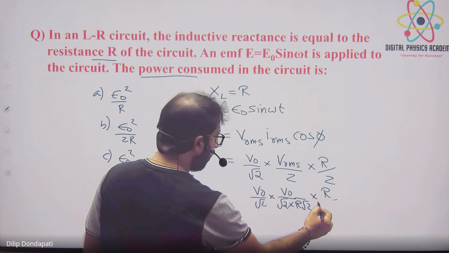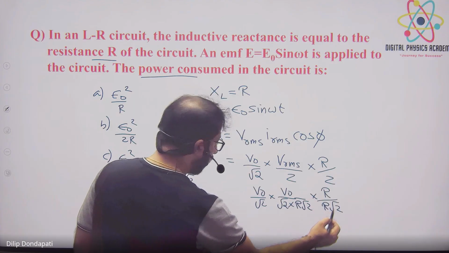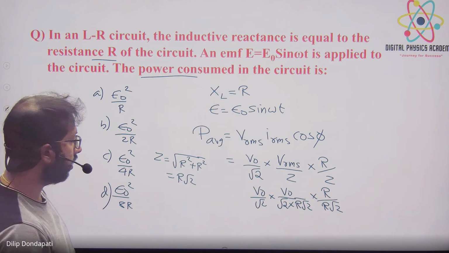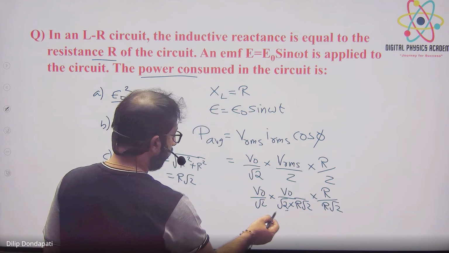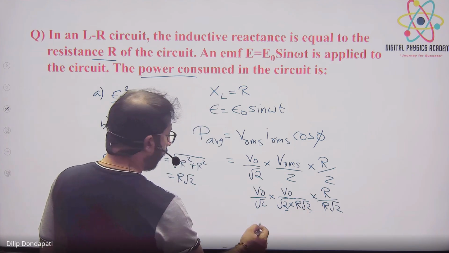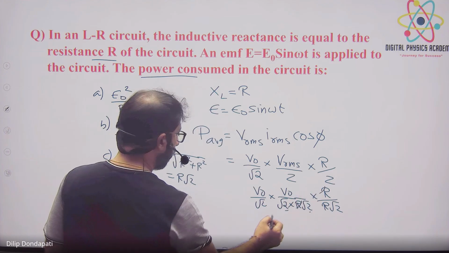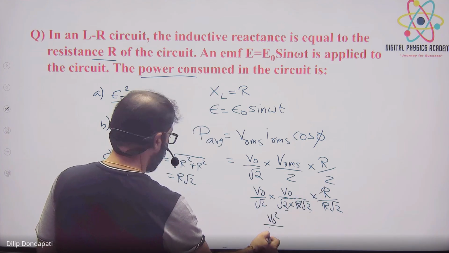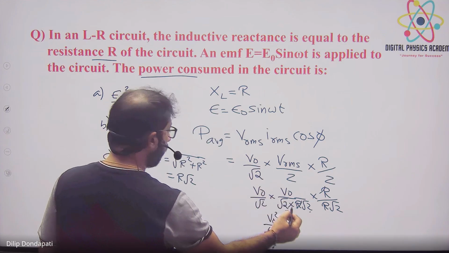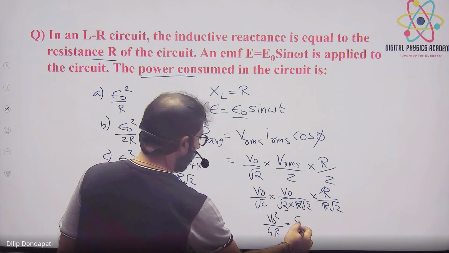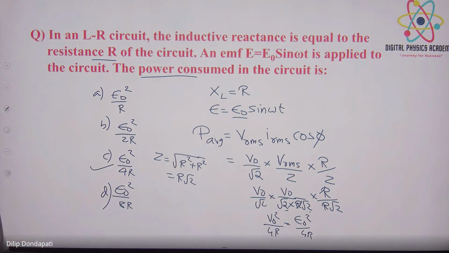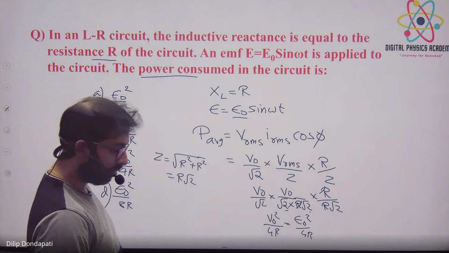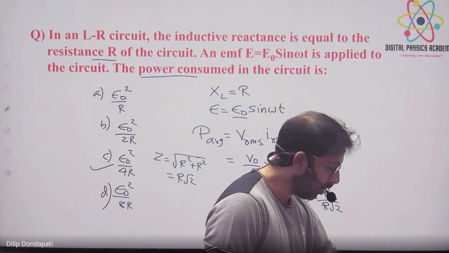So R by R root 2. And what will come? V naught root 2 into root 2 is 2, 2 into 2 is 4. So R cancels. So V naught square by 4R. Here V naught is nothing but E naught only, right? Peak value is E naught. So E naught square by 4R. C is the answer. So based on the options, you have to go for this one.